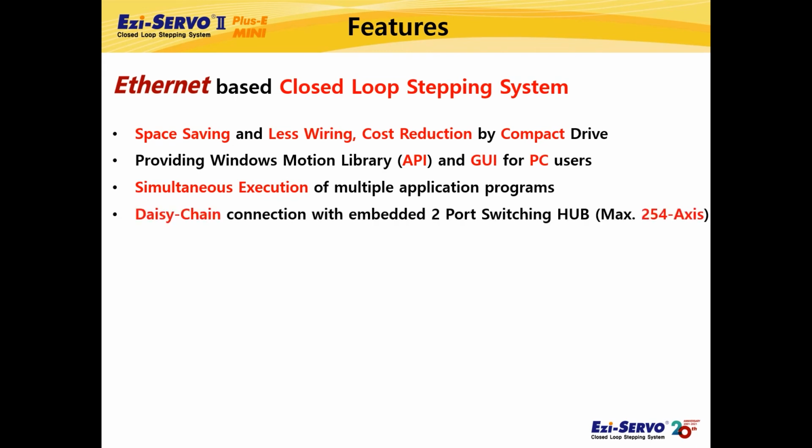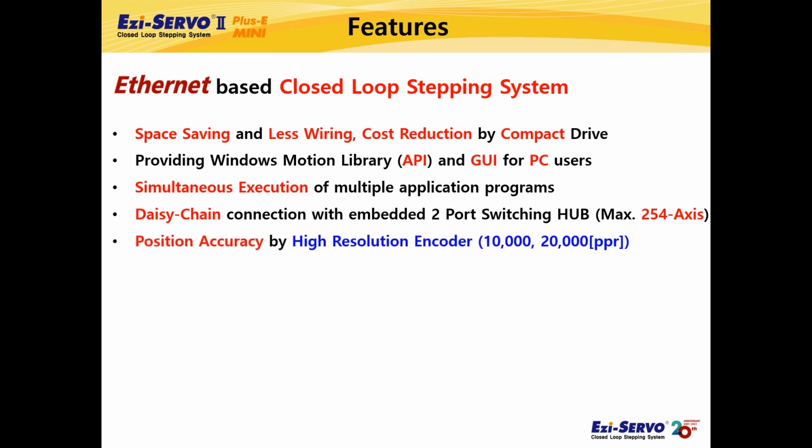Also, built-in 2-port switching hub allows up to 254 axes to be connected. Compared to the RS485 communication type product, Ezi-SERVO Plus-R Mini, which was limited to 16 axes even at maximum, Ezi-SERVO Plus-E MINI has 10 times faster communication response time, so you can see that the number of connectable axes has increased. Also, a high-resolution encoder is attached to enable precise position control. It depends on the motor size, but up to 20,000 ppr resolution encoders can be used.